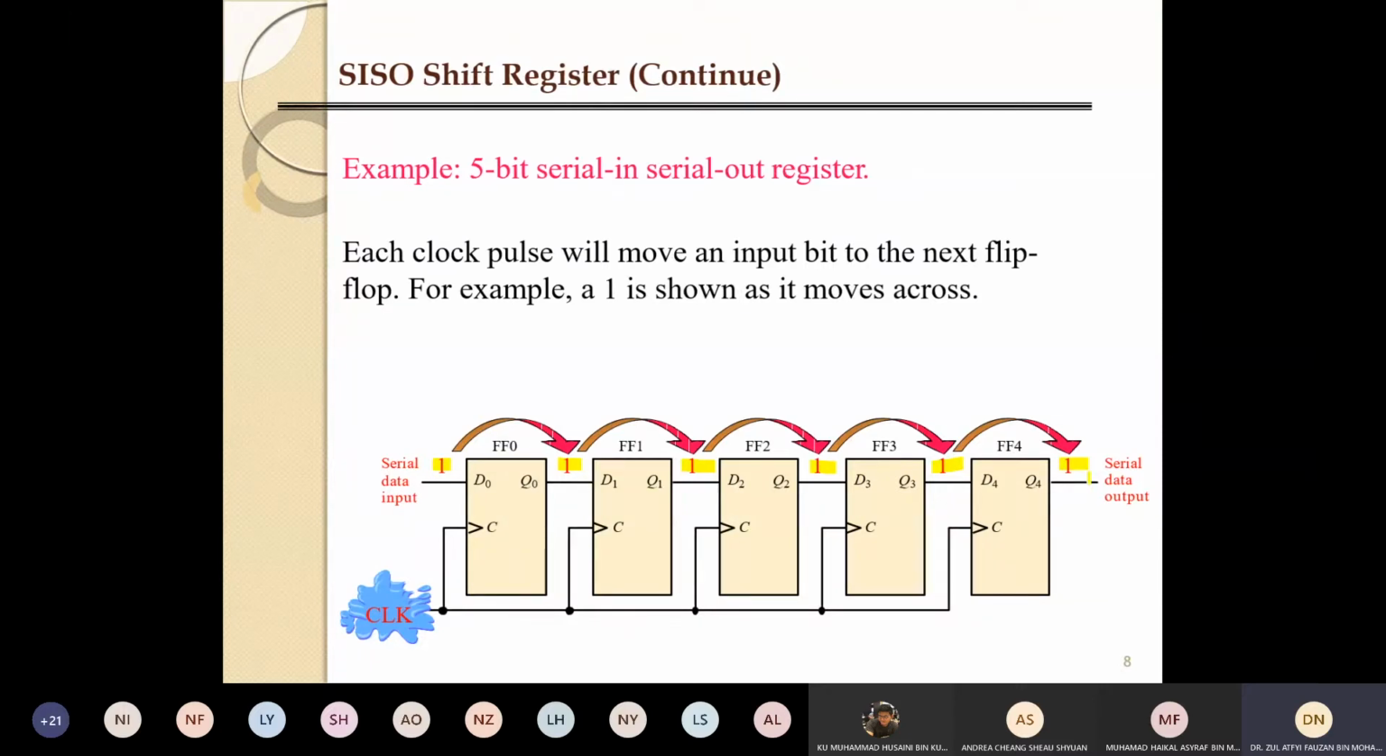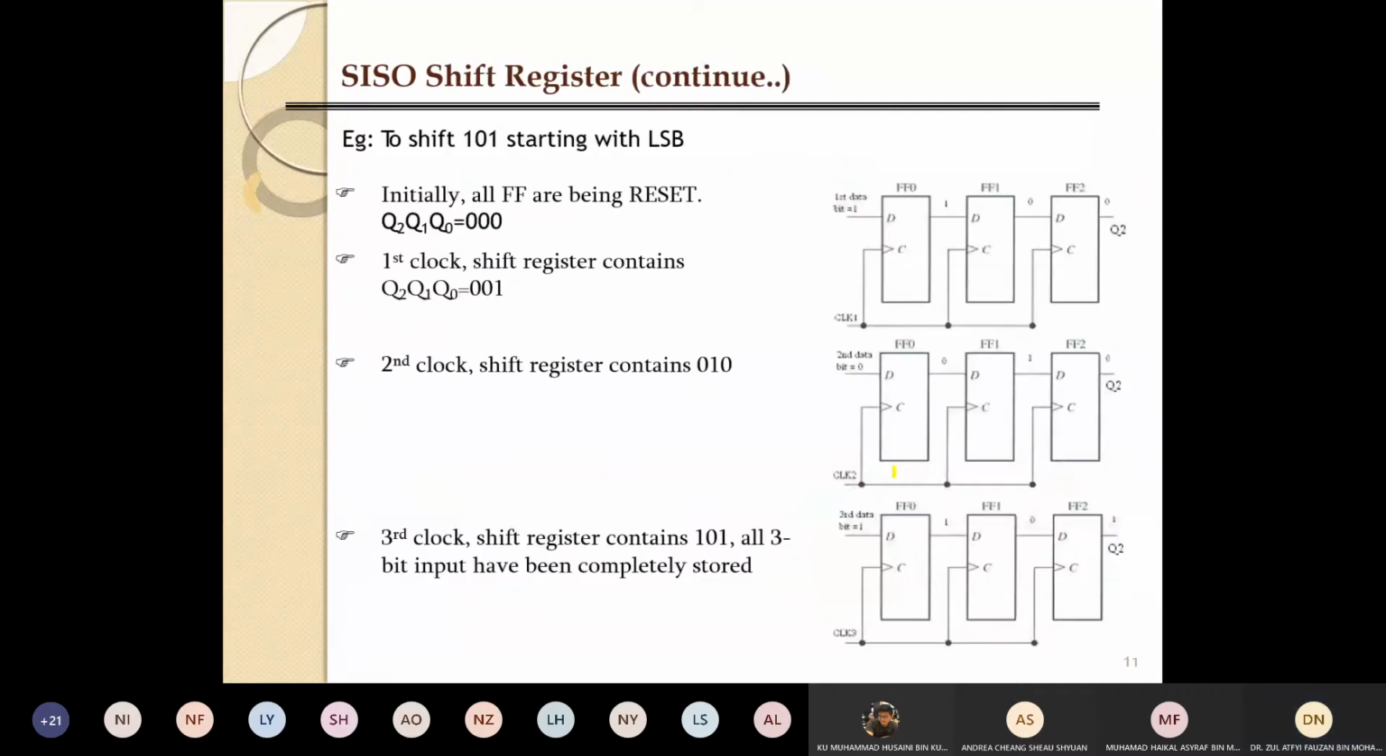Okay, this example is only for one bit of data. Baru satu data saja input. Okay, we look into it in detail.